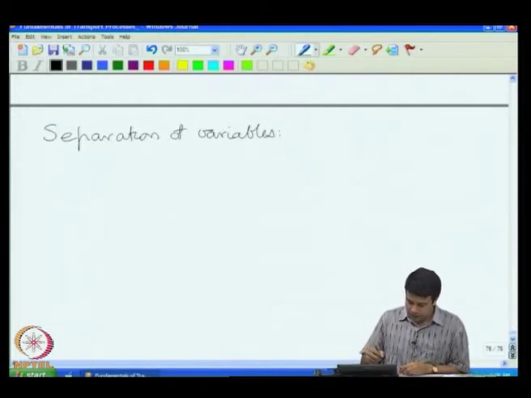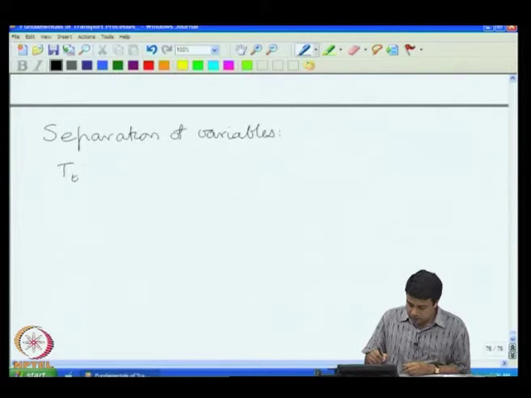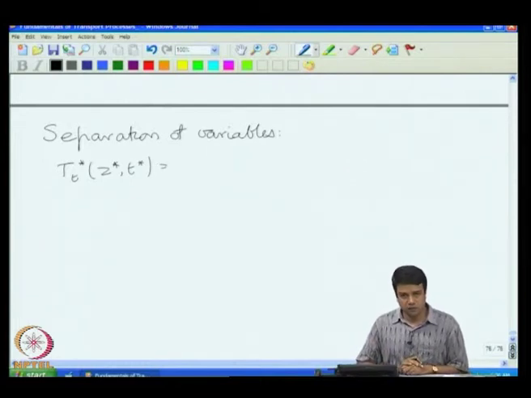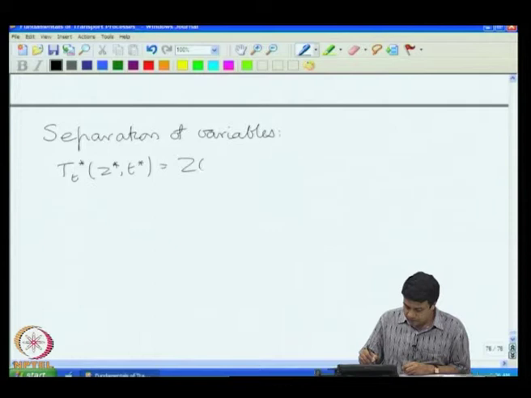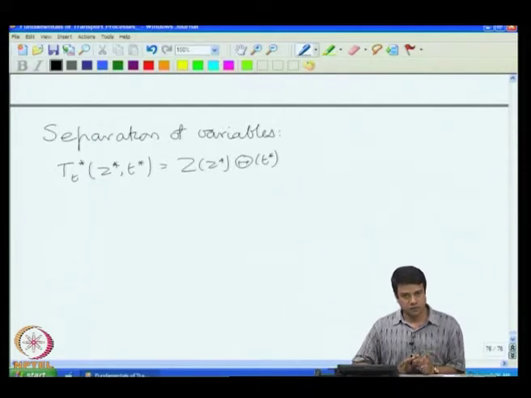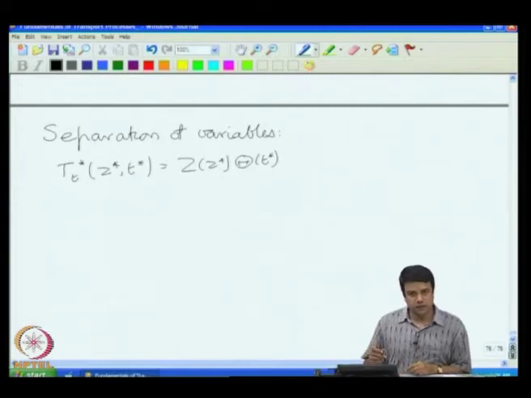Okay. So, we write this temperature, which is a function of z and t, as the product of two terms. One is a function only of z and the other is only a function of t. So, the functional form of the temperature, a function of both z and t, is separated into two parts, one of which is only a function of z, the other only a function of t. And this is put into the equation.